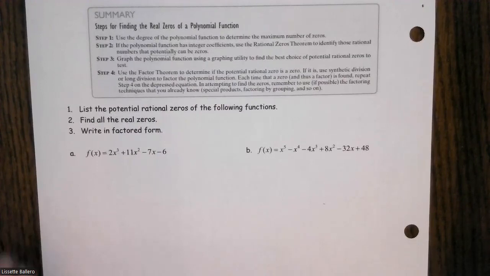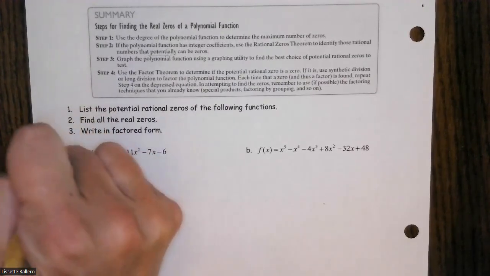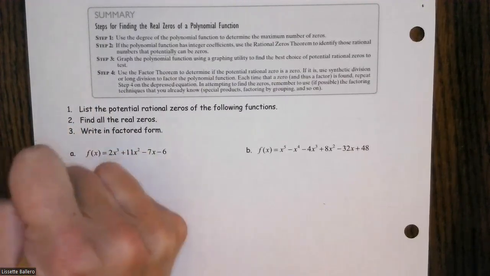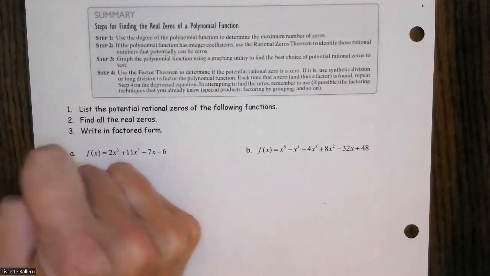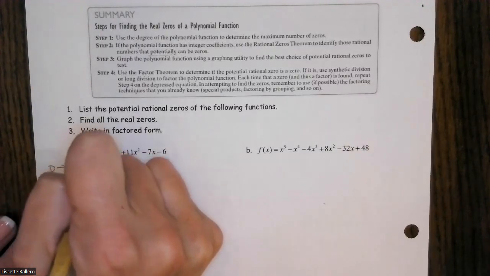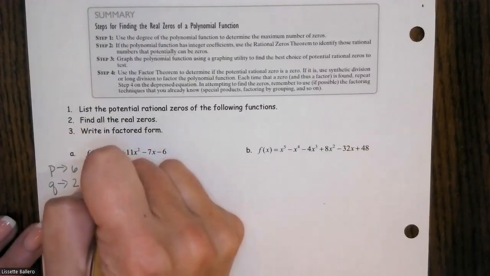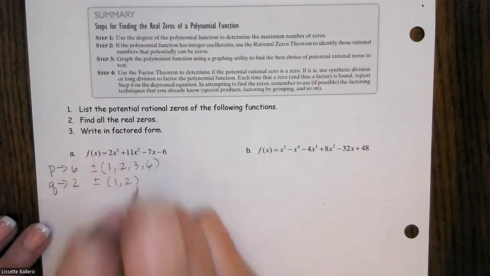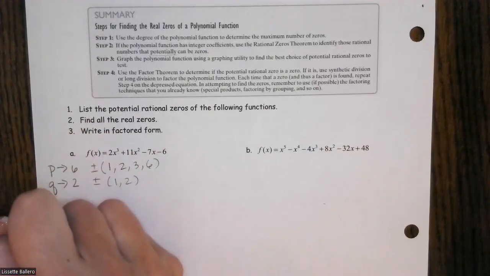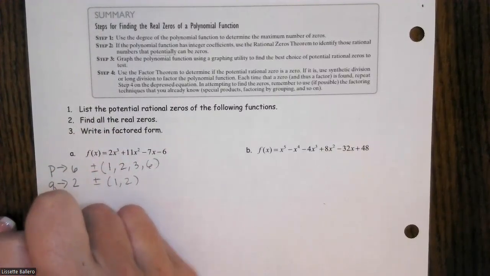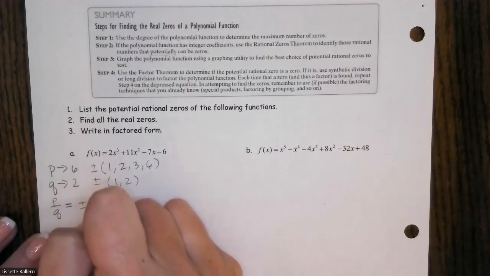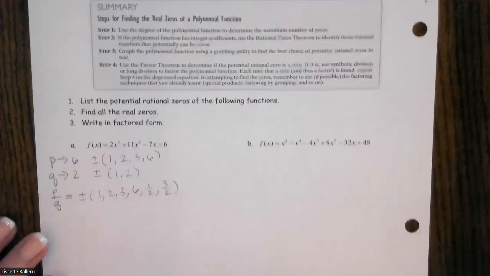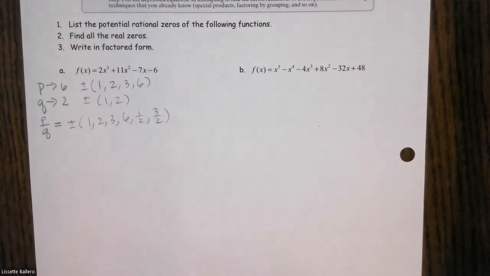All right, so here we go. We take our P, which is 6 in this case, and we take our Q, which is 2, and we write all of their factors. So we just did this one on the other side, so it's pretty easy. Happens to be the same numbers. And so we said that P over Q was 1, 2, 3, 6, 1/2, and 3/2. So that's all of our potential zeros there.